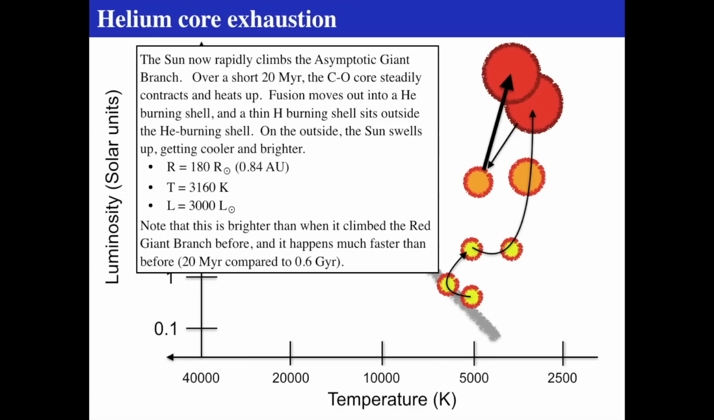And the temperature will again cool off at the surface to 3200 Kelvin. But the luminosity is much greater. So the high luminosity belies the incredible temperature at the core. So even though the surface temperature is only 3000 Kelvin, the core temperature is well over 100 million Kelvin. And it's even brighter than it was when it climbed the giant branch before. And again, because it's brighter, it will live a much shorter time span on this thing.